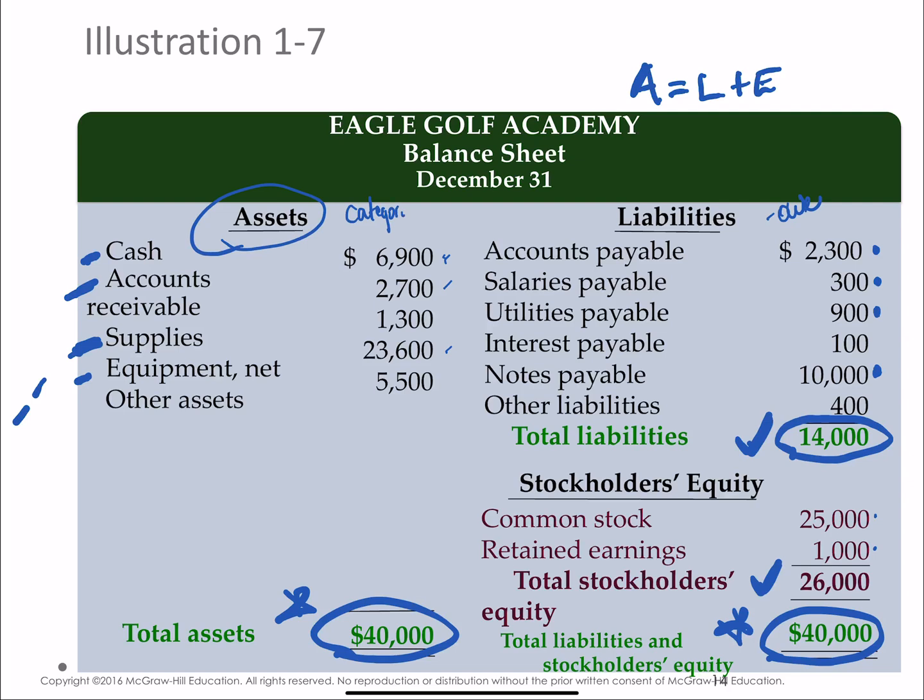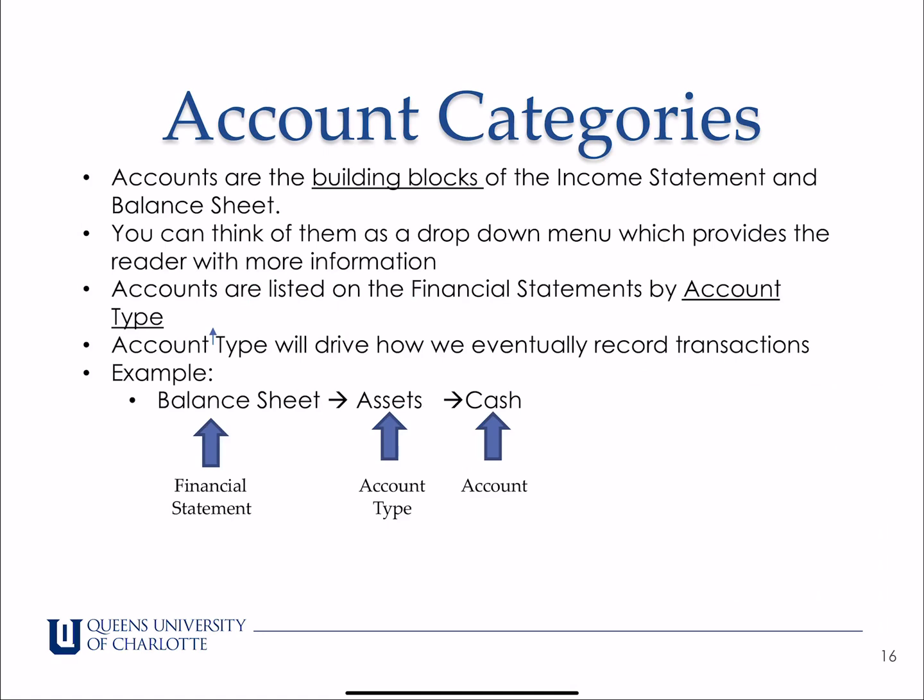Assets, liabilities, equity, those are categories. How we define the more detailed is accounts. So when we record transactions or economic events, we're going to do it at the account level, right? So balance sheet is the financial statement. Assets is the account type or category. And then cash is the account.